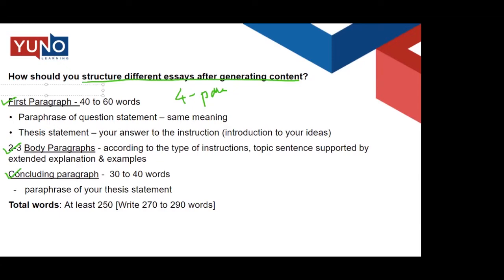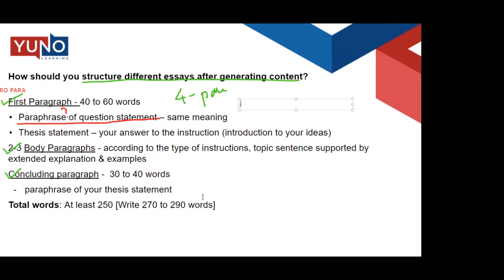So let's talk about the introduction. Intro para, writing it in short words. The very first thing which you should always do in the introduction paragraph, when you begin your essay, is paraphrase the question prompt. This is very important. And can someone tell me what paraphrasing means? What does paraphrase mean? Any idea?